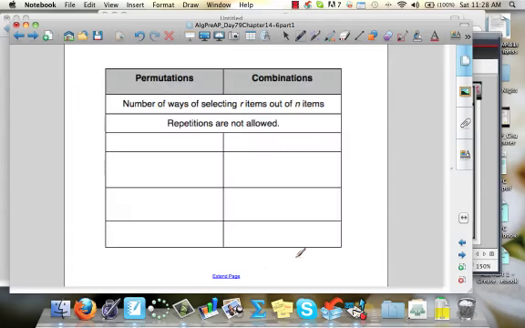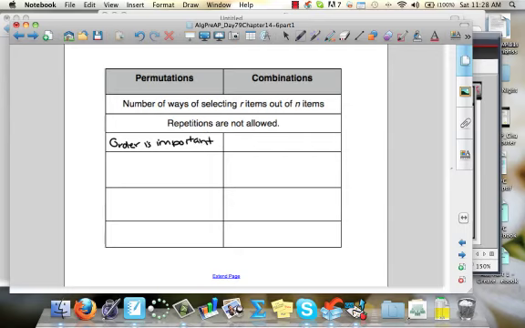So, one of the problems with permutations and combinations for students is that they get confused about when to use which. So let's make a table to kind of help us decide. Well, permutations and combinations both are ways of selecting R items out of N items, and both say the repetitions are not allowed. But in permutations, we know that order is important.